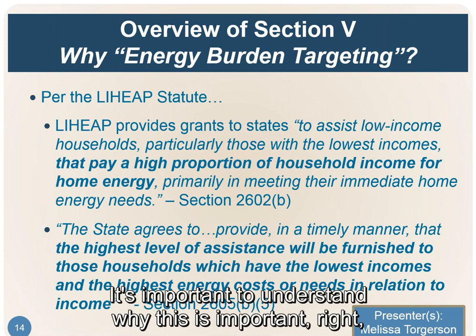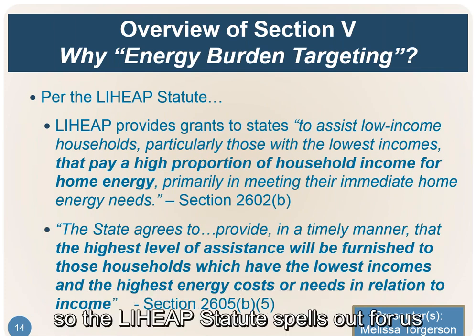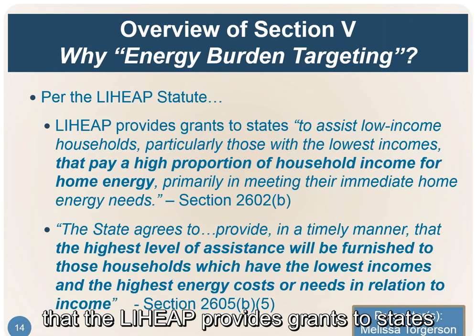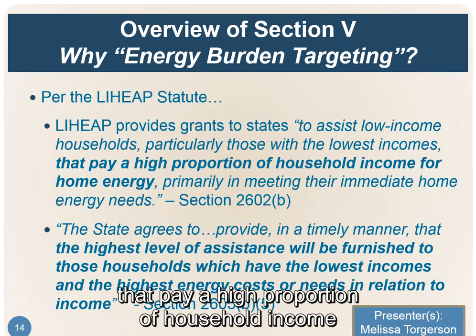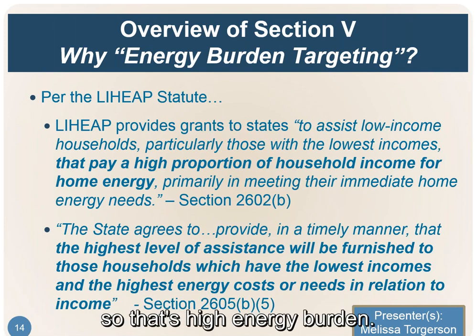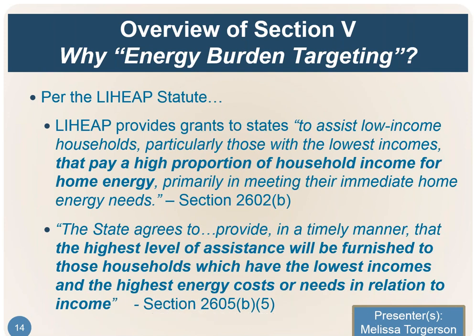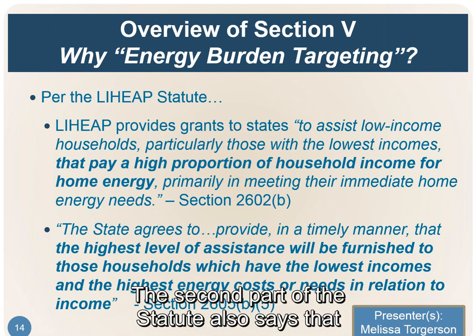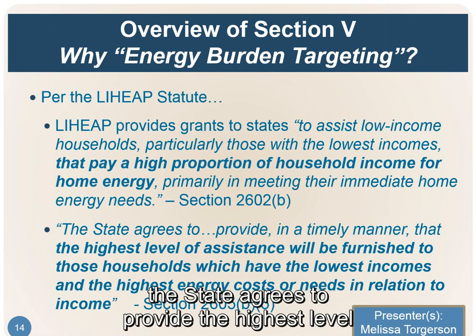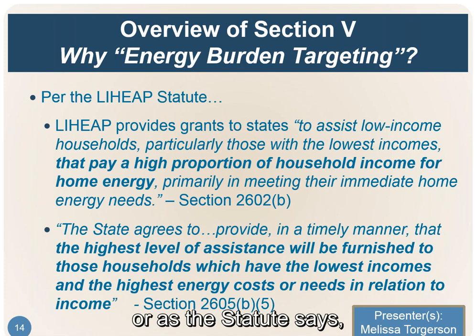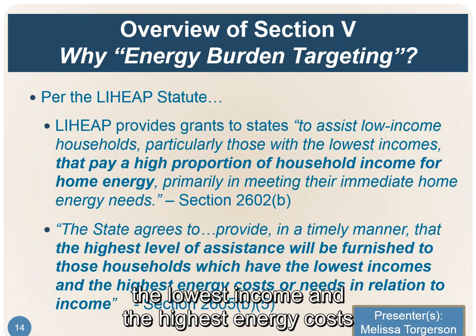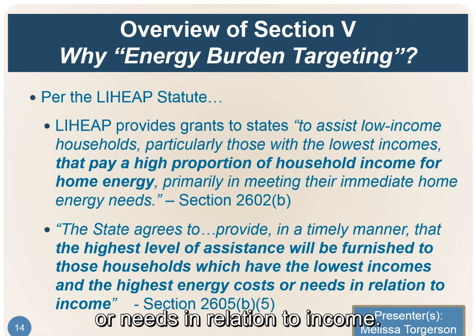It's important to understand why this is important, right? The LIHEAP statute spells out for us that LIHEAP provides grants to states to assist low-income households, particularly those of the lowest income, that pay a high proportion of household income for home energy, so that's high energy burden. The second part of the statute also says that the state agrees to provide the highest level of assistance to those households with the highest energy burden, or as the statute says, the lowest income and the highest energy costs or needs in relation to income.